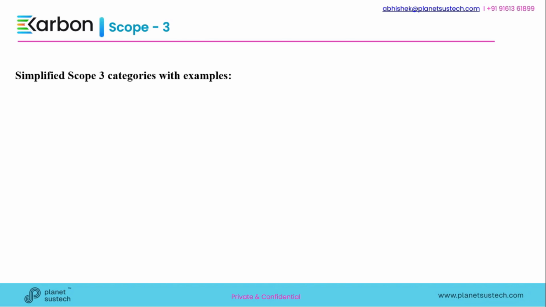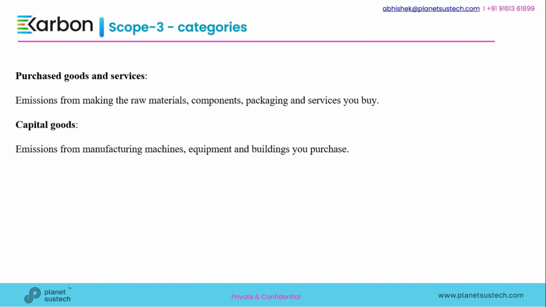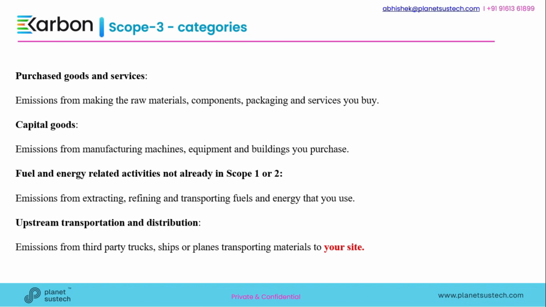Simplified Scope 3 categories with examples. Upstream activities means before your processes. Purchased goods and services. Capital goods. Fuel and energy-related activities not already in Scope 1 or 2. Upstream transportation and distribution.